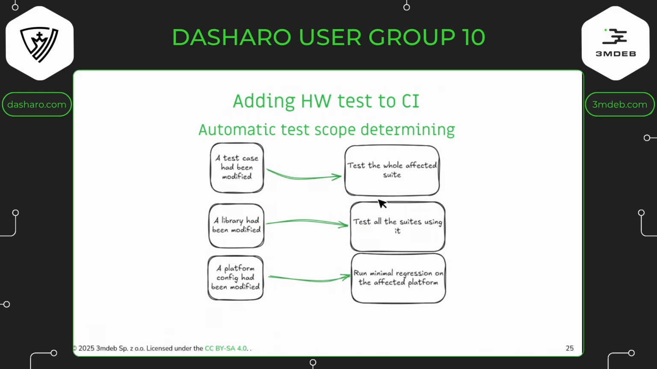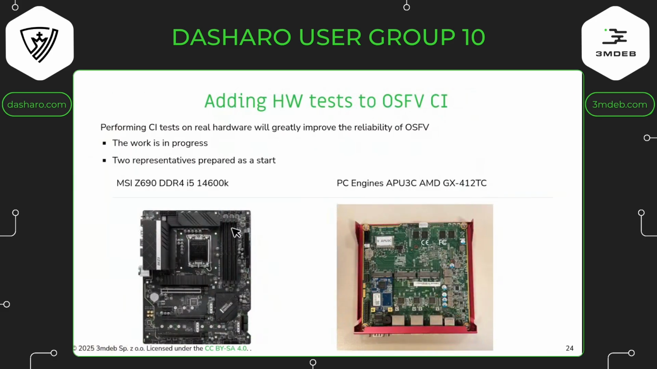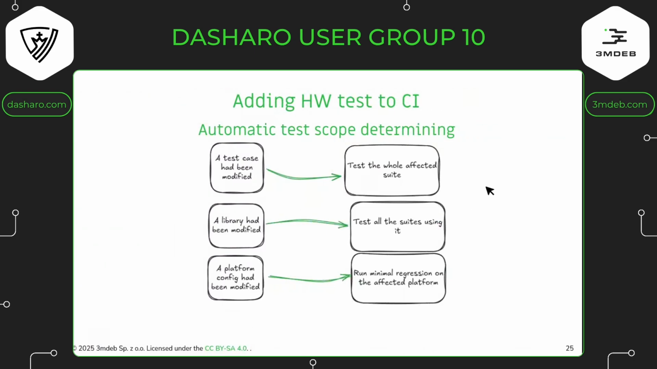Other than testing on hardware turning out to be very important to keep the OSFV repository reliable, by using automatic test scope determining scripts, we can also make the testing much quicker. It will work simply. If a test case has been modified, then the whole affected suite needs to be run on those two platforms, and when we add more of them, on all of the supported platforms, to catch all of the sometimes very complex edge cases in OSFV.